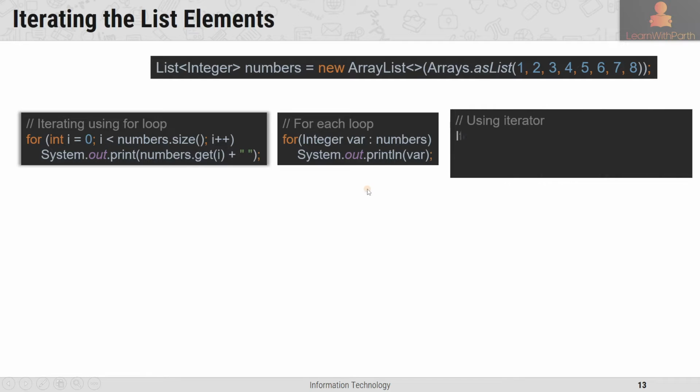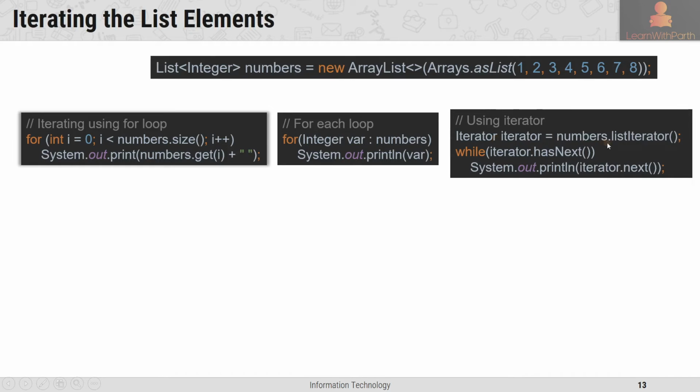The third way is that I can use the iterator. I can have a reference of Iterator by calling the method called listIterator on that particular ArrayList, here in our case, numbers. This iterator has a method called hasNext that can be used as a condition in the while loop. If there is an element in the iterator, it will return true, and if there is no element, then it will return false.